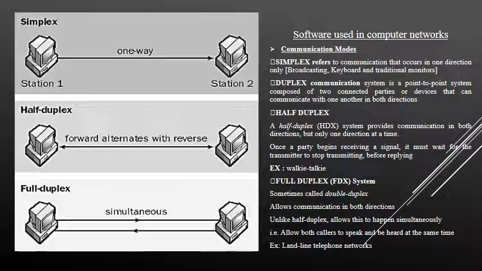Once a party begins receiving a signal, it must wait for the transmitter to stop transmitting before replying. For example, walkie-talkie. Full duplex system, sometimes called double duplex, allows communication in both directions. Unlike half duplex, it allows this to happen simultaneously. For example, it allows both callers to speak and be heard at the same time. For example, again, landline telephone networks.